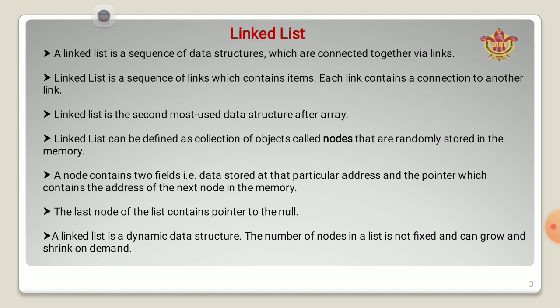Then linked list can be defined as a collection of objects called nodes that are randomly stored in the memory. Then a node contains two fields, data stored and particularly address and the pointers.